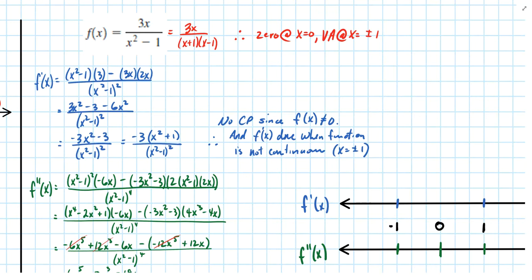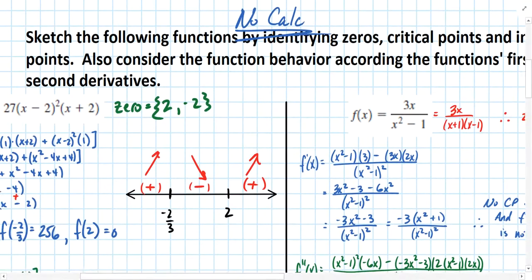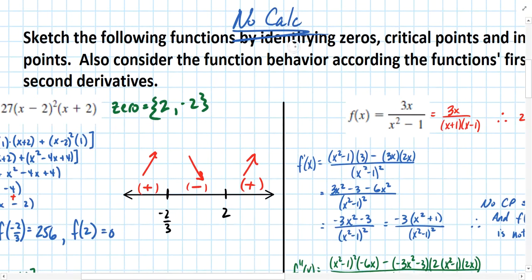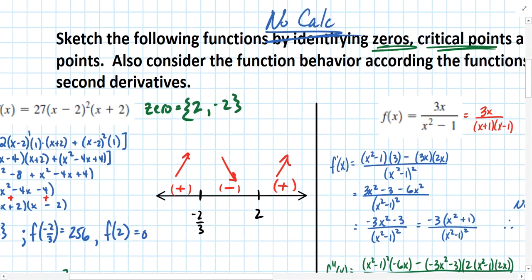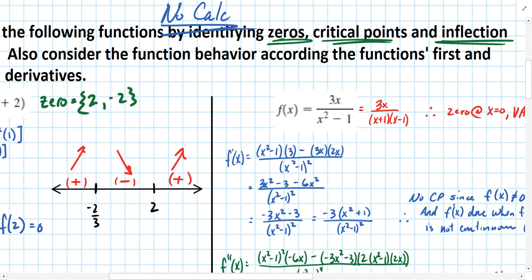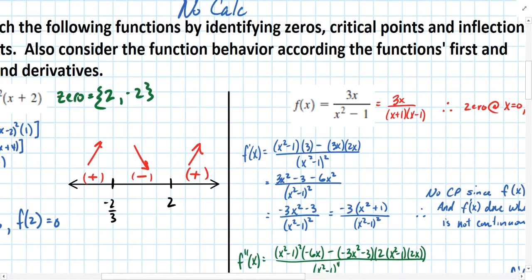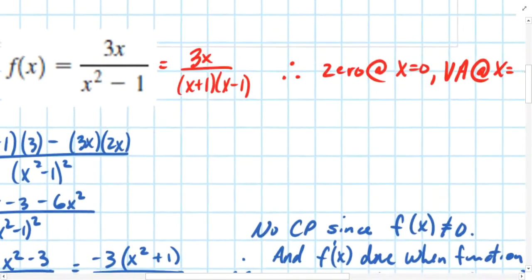So I finished this example and I want to talk through it just a little bit here. Let's recall that the instructions said to sketch the functions by identifying zeros, critical points, and inflection points, and then consider the function behavior according to the function's first and second derivatives. One thing that we did not do in the first example was really consider the zeros associated with the original function. So that's what I've done here in red ink.